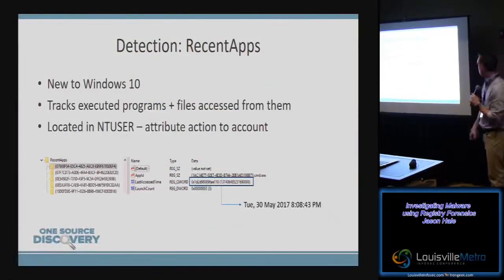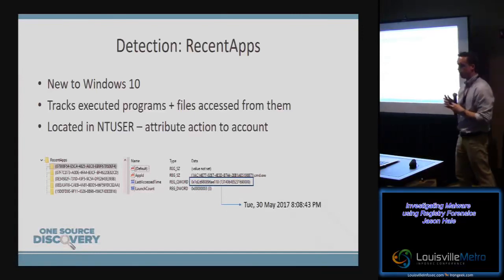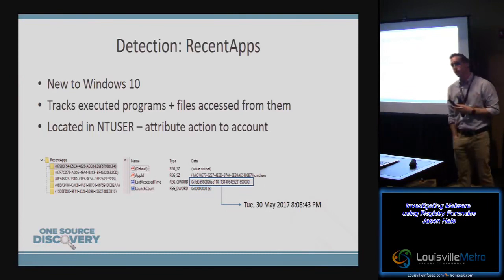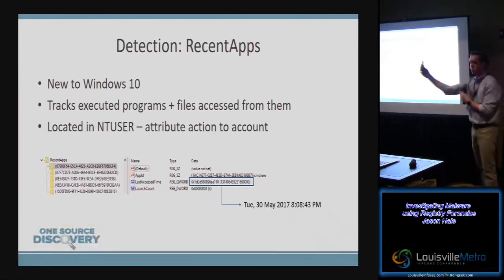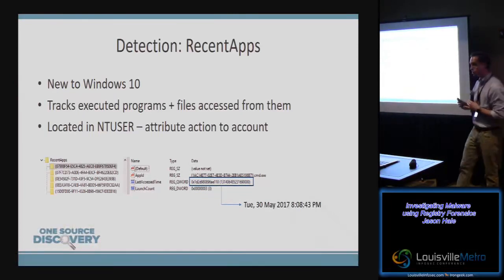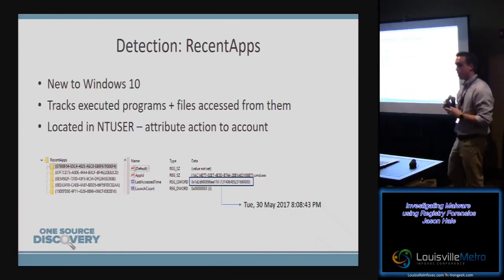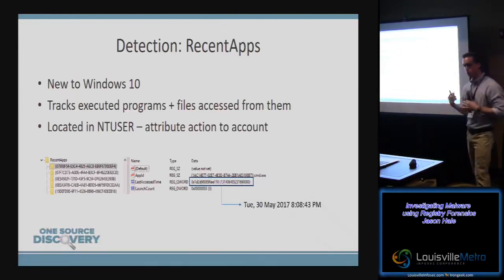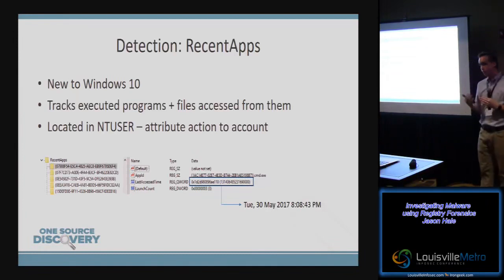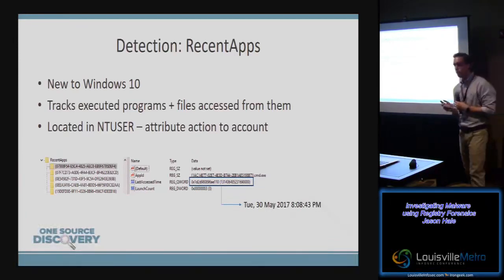All right. So recent apps, this is the last program execution artifact we'll look at. This is new to Windows 10. And as far as I know, it is currently undocumented, unpublished. So if you're looking into it, you heard it here first. This will track actual executed programs as well as files accessed from those programs. So it kind of combines a few different investigative techniques all into one location, located in the NTUSER hive.